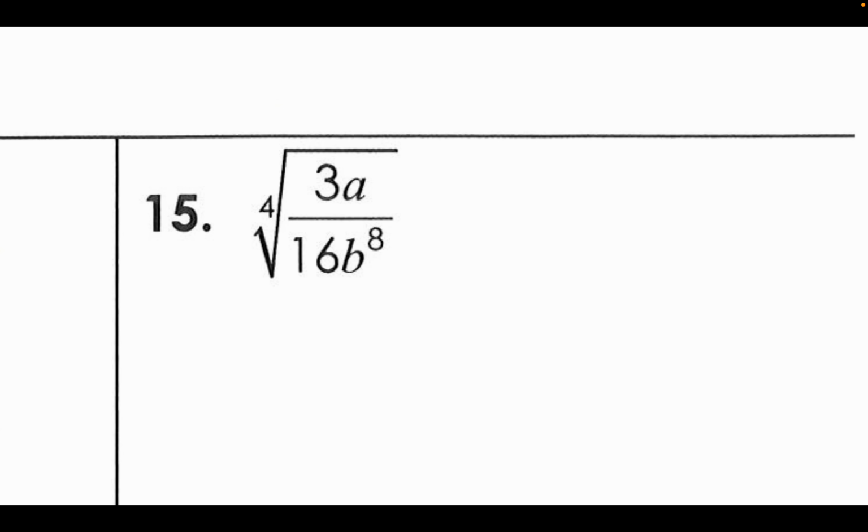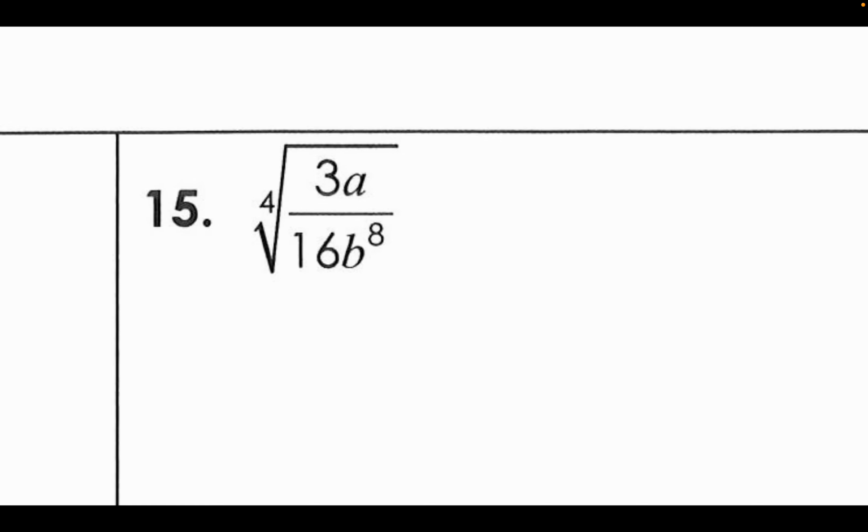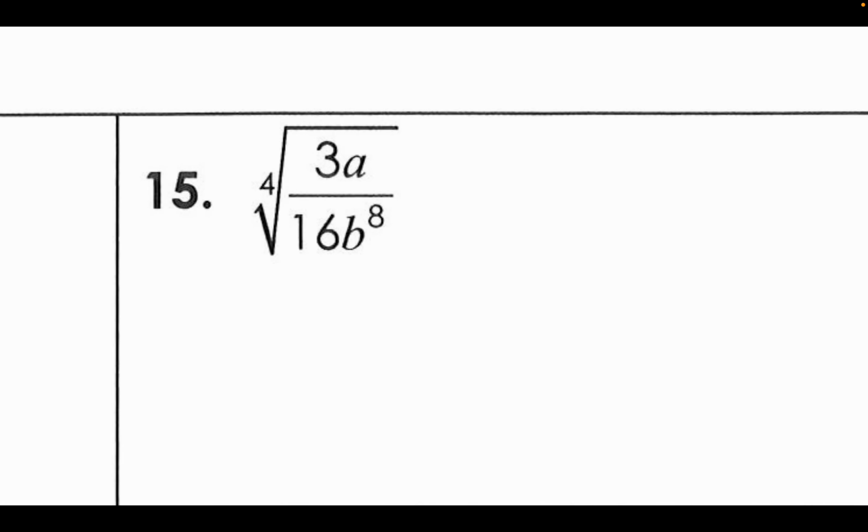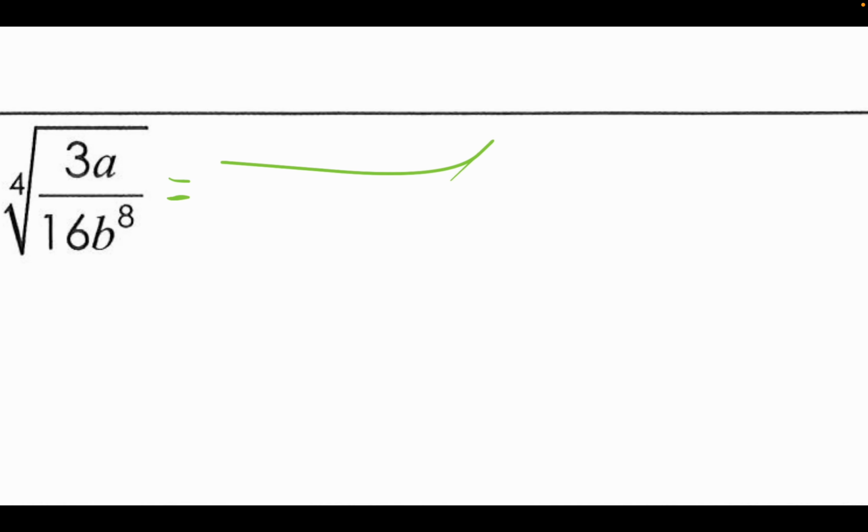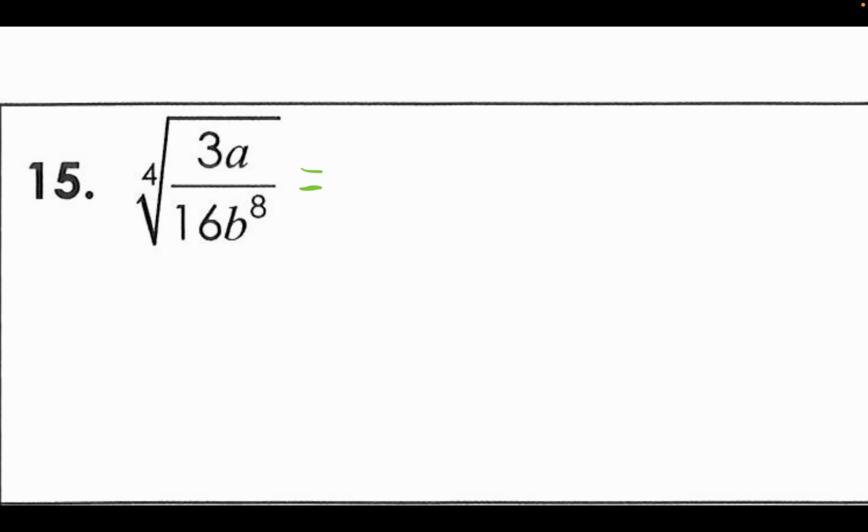Number 15. Same story here. We look to simplify anything we can. So we can't simplify the 3 and the 16, nor can we simplify a and b. So some of us may benefit from writing these as separate radicals, so I will write them as separate radicals. If this lets me, we'll see if it cooperates. It's wanting to not cooperate. So we have the 4th root of 3a over the 4th root of 16b to the 8th.